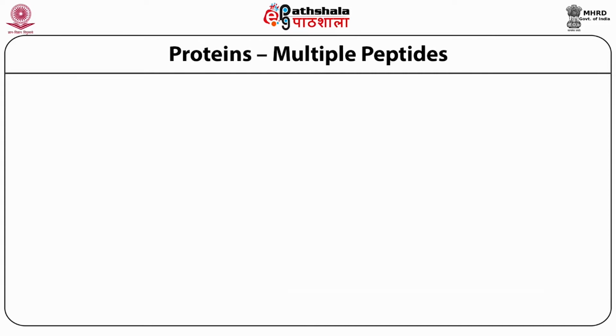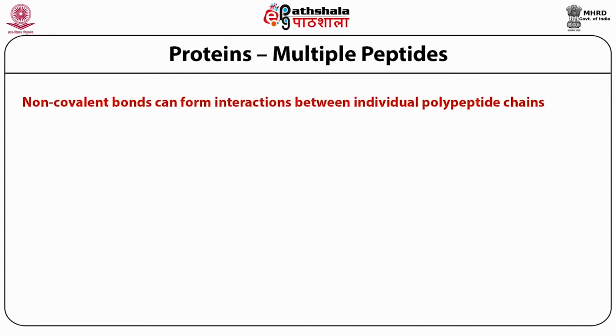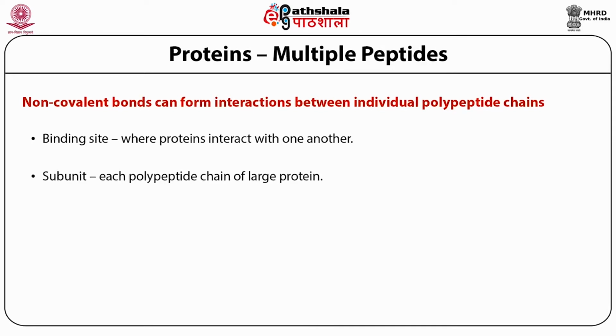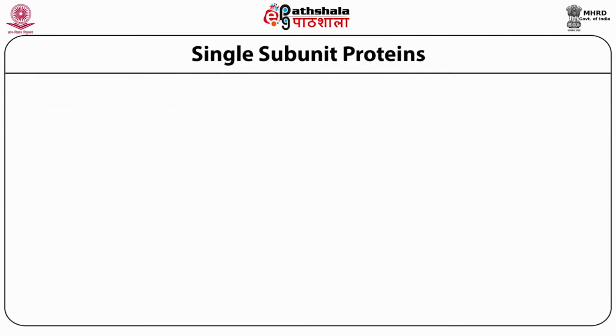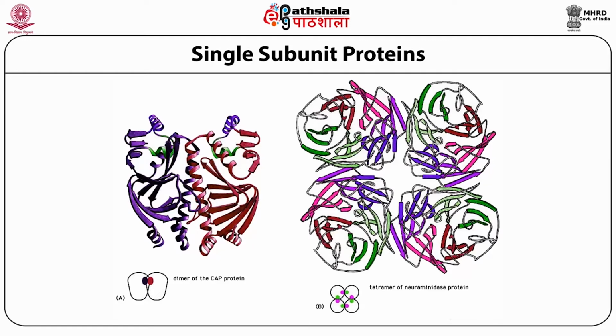Proteins can have multiple peptides. Non-covalent bonds can form interactions between individual polypeptide chains. The binding site is where proteins interact with one another. A subunit is each polypeptide chain of a large protein. A dimer is a protein made up of two subunits, which can be the same subunit or different subunits depending on the interactions. Single subunit proteins, as shown here, interact with each other to make a tertiary structure. If more subunits interact with each other, they give the quaternary structure of proteins.